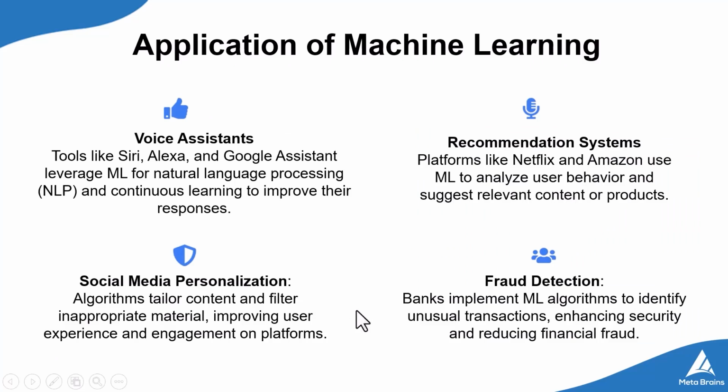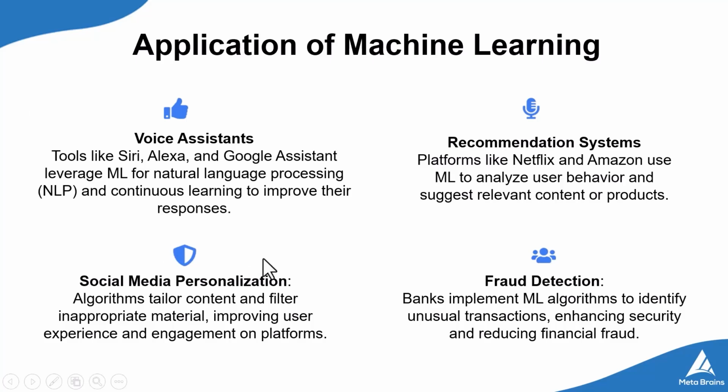Now, we look at applications of machine learning. Machine learning applications are embedded in everyday tools and experiences, which drives personalization and improves security. So we have recommendation systems. Platforms like Netflix and Amazon use machine learning to analyze user behavior and suggest content or products based on relevance to the particular user. Voice assistants, Siri, Alexa, Google Assistant, all use machine learning for natural language processing, and they use continuous learning to improve their responses. Then we have social media personalization. Machine learning ensures that users see relevant content. It also helps filter inappropriate materials, making platforms safer and more engaging for users.